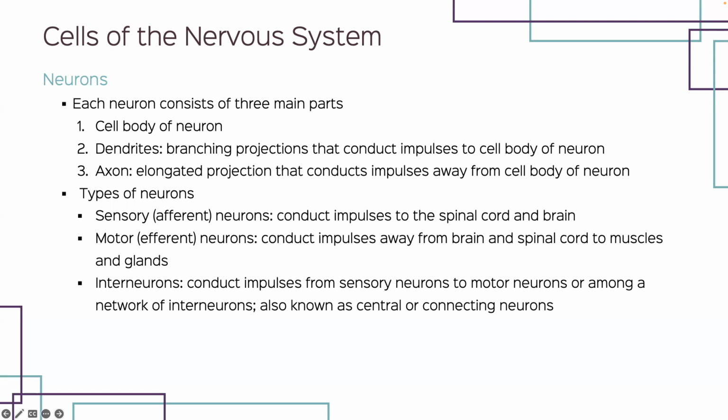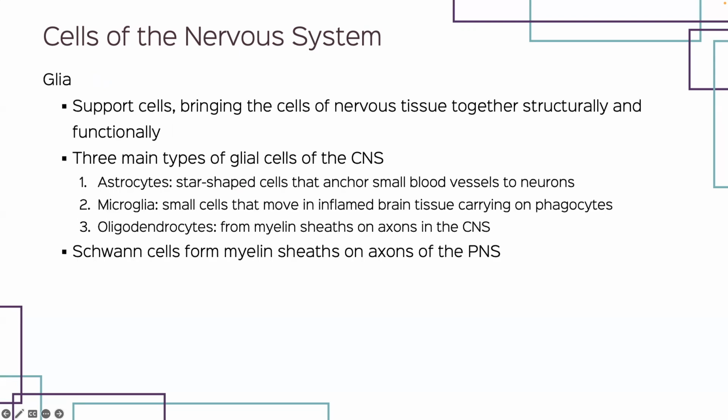Interneurons are going to conduct impulses from sensory neurons to motor neurons. They will often connect with each other to form complex central networks of nerve fibers. These are also called central or connecting neurons.